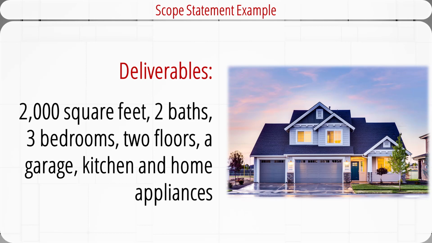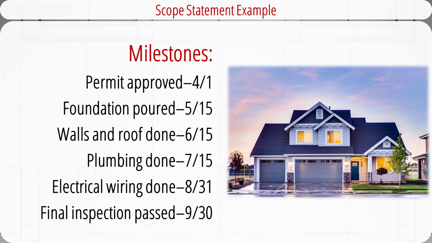The deliverables of this project include a 2,000 square foot house with 2 bathrooms, 3 bedrooms, 2 floors, a garage, home appliances such as a range, an oven, a microwave, a dishwasher, and a gas furnace with programmable thermostat. There are 6 planned project milestones.